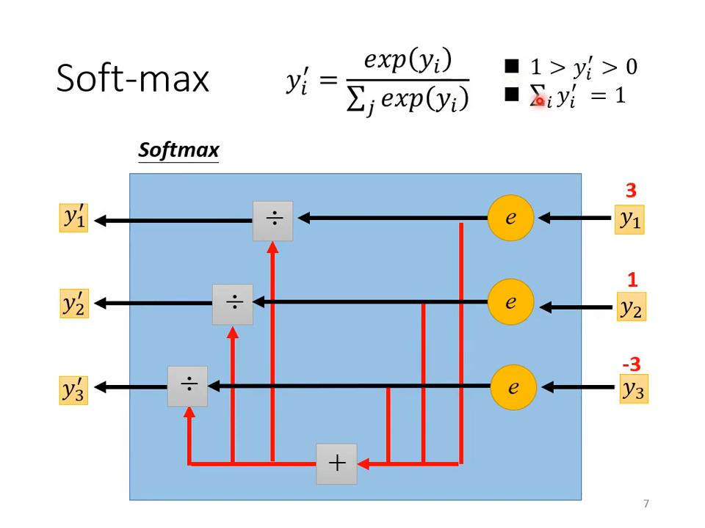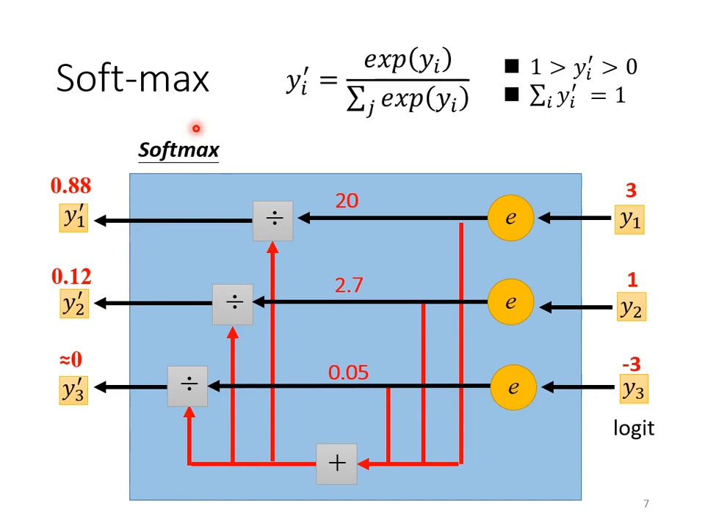We can give an example. Originally, y1 equals 3, y2 equals 1, and y3 equals -3. When we take the exponential of these numbers, we have the following. e to the power of 3 is 20. e to the power of 1 is 2.7. And e to the power of -3 is 0.05. After normalization is done, we have 0.88, 0.12, and 0. So, this is what the Softmax function is used for.